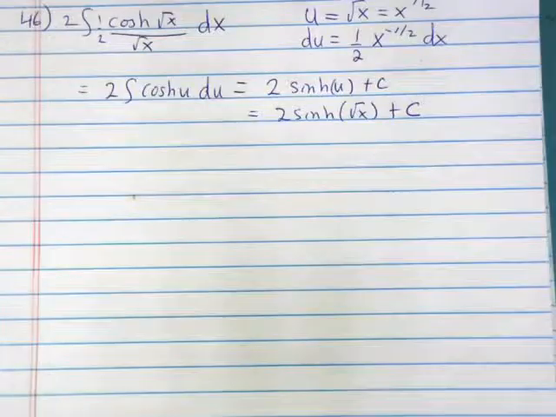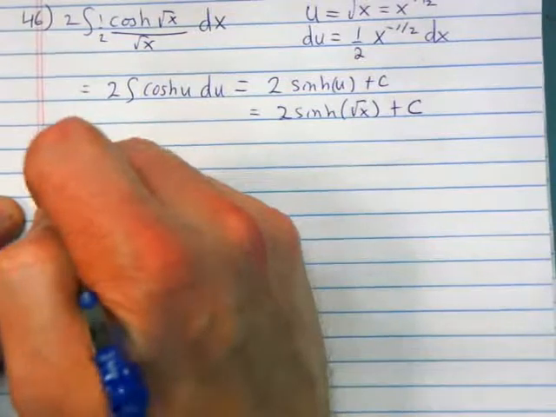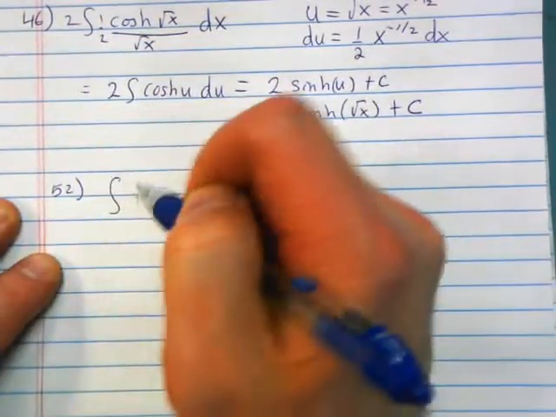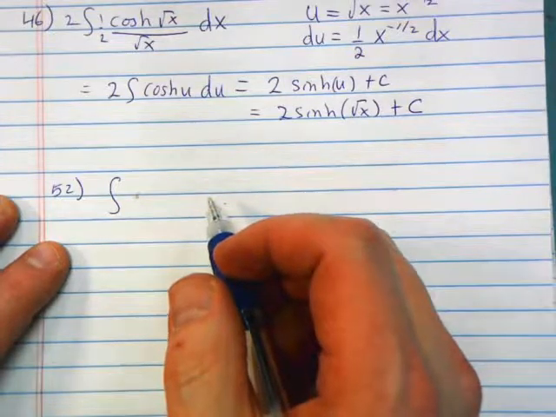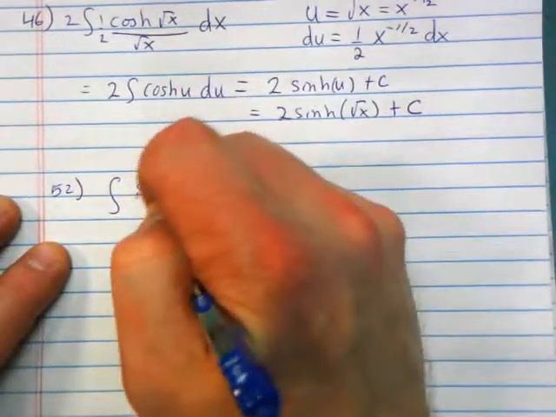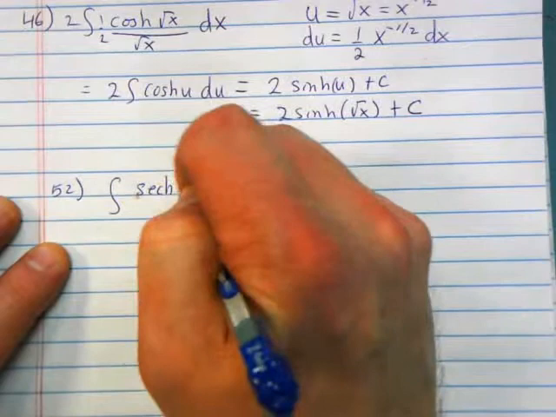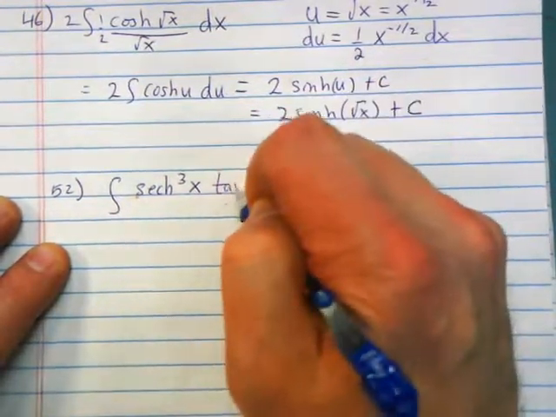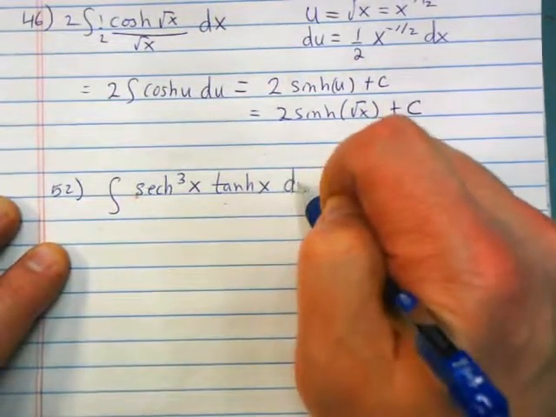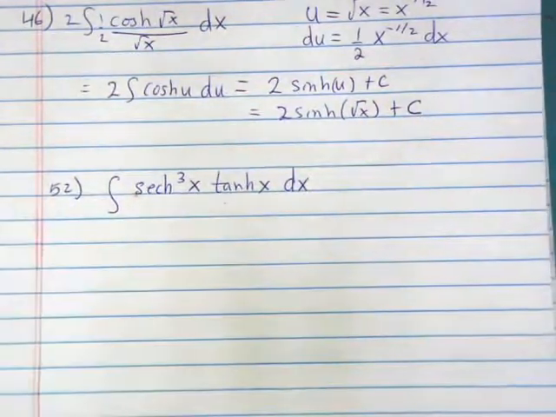All right, how about one more? How about 52? The integral of hyperbolic secant cubed x times hyperbolic tangent x dx.